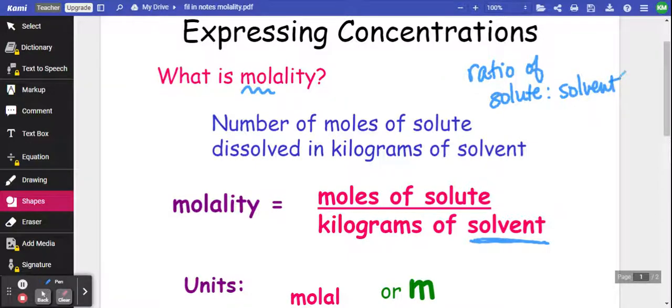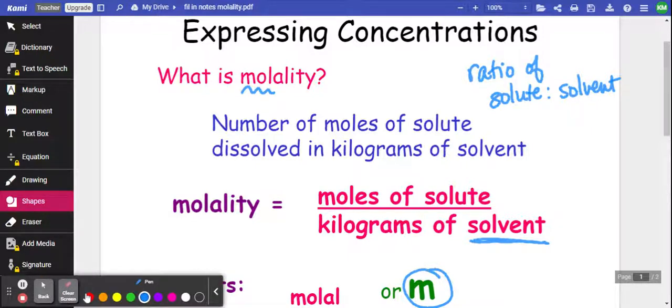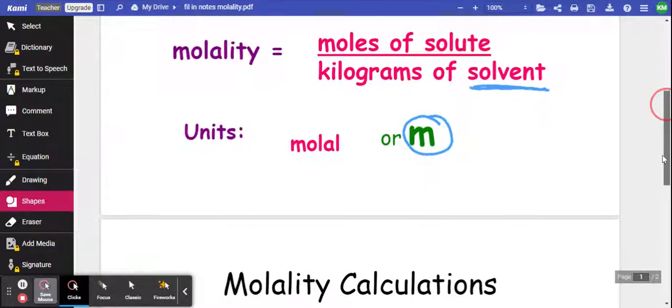Okay, so our units, once again, are not going to be moles per kilogram. It's going to be little m, lowercase m, and it's pronounced molal. So instead of molar, we're going to be using molal. So let's move down. So there it is, molal.